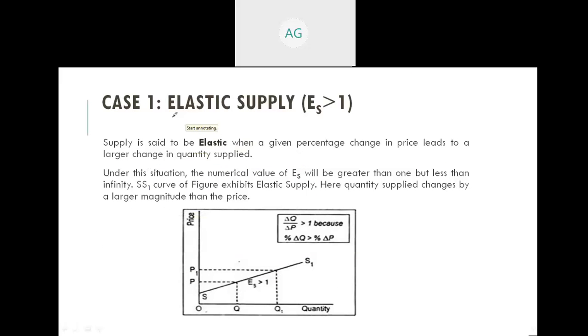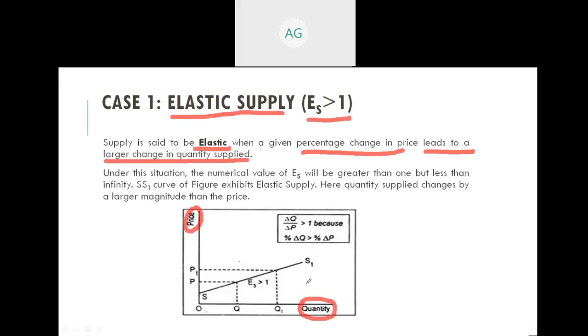Now in case 1, we have elastic supply. It means the ES value is greater than 1. Supply is said to be elastic when a given percentage change in price leads to a larger change in the quantity supplied. Here in the graph, the y-axis denotes the price and the x-axis denotes the quantity. Initially we have P on the price axis and Q on the quantity axis. But later on, P increases to P1, and the quantity increases to Q1.